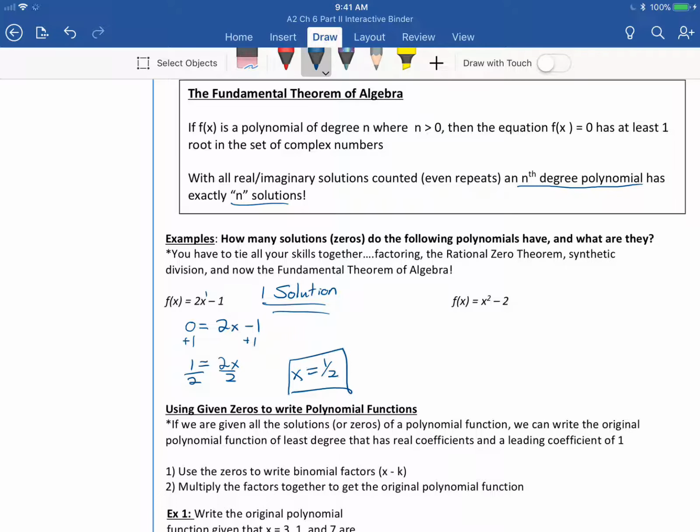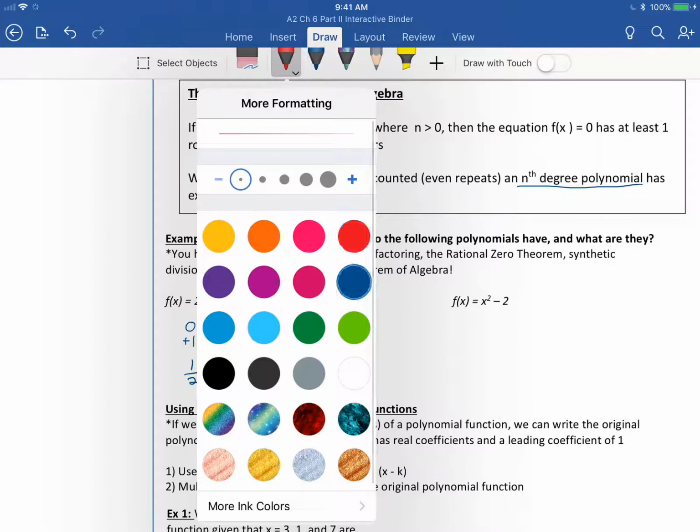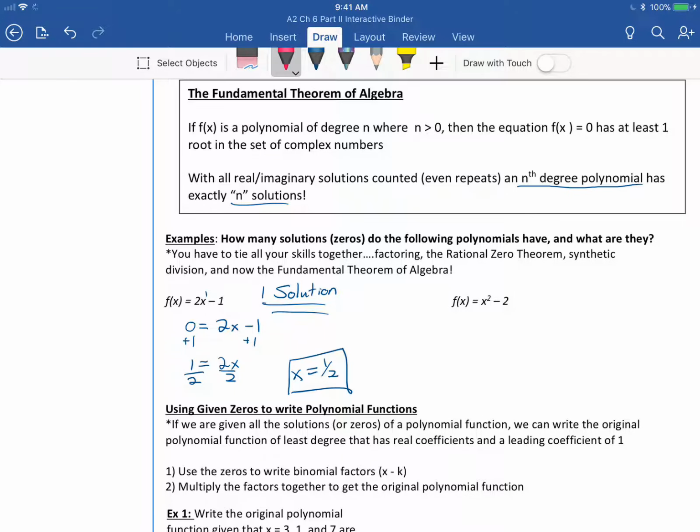The next one is f of x equals x squared minus 2. This one has an x squared, so it has two solutions. We need to find both, and you do that by setting it equal to 0 again. You get x squared minus 2. If I add 2 to the other side, I get 2 equals x squared. Take the square root of both sides, and the square root of 2 is plus or minus the square root of 2 equals x. So that is where your two solutions come in.